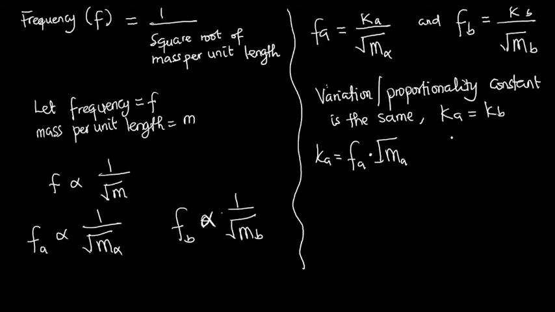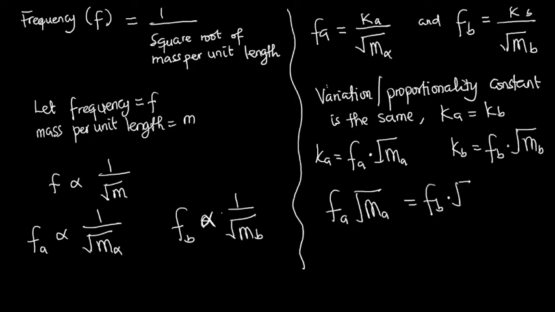The same way we have Kb equal to f of B multiplied by the square root of M of B. This way, if these two are equal, from this expression we can have f of A multiplied by the root of Ma equal to f of B multiplied by the root of M of B. If you want to express these two in a ratio form, where we have f of A and f of B on one side, we divide.